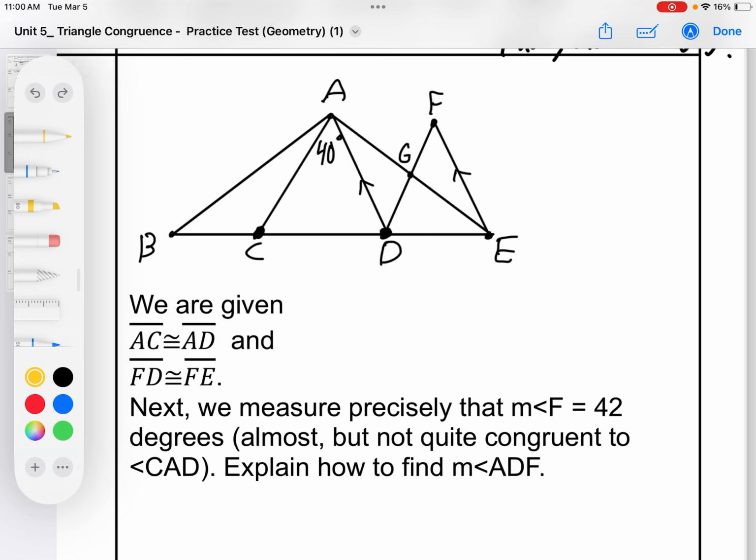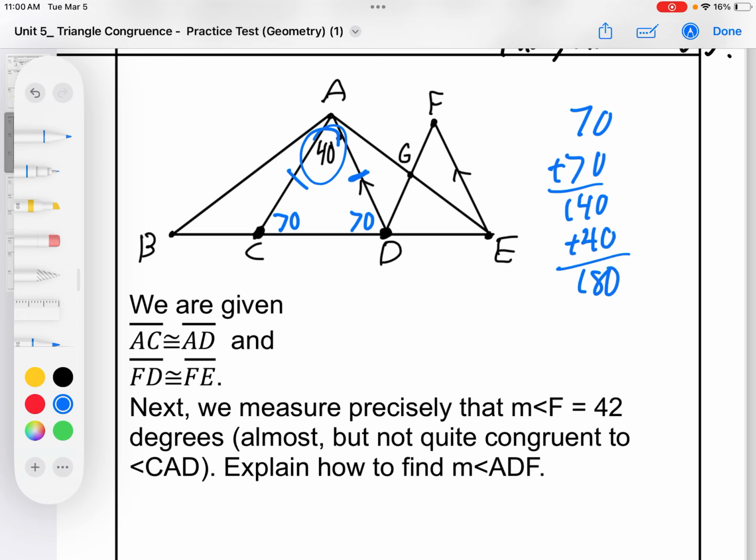All right, last but not least, we are given AC is congruent to AD. AC and AD are congruent. Oh, so this is another isosceles triangle, just like we did above. So I'm immediately going to say these two are both 70. How do I know they're both 70? Because they have to add up to, well, 70 and 70 is 140, plus the extra 40 is 180.